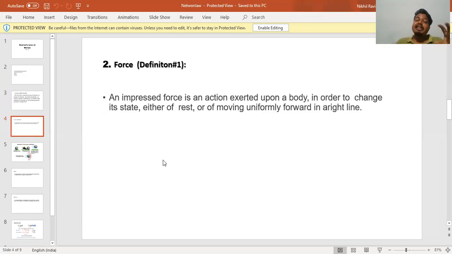When we are talking about the general definition, you can say that the definition of force is an action exerted upon a body in order to change its state, either at rest or moving uniformly forward in a direction. So that is the force.